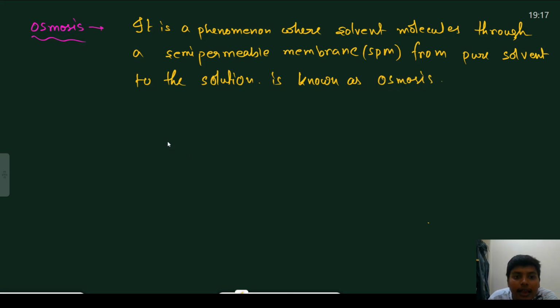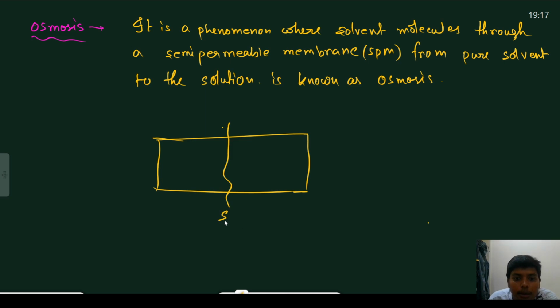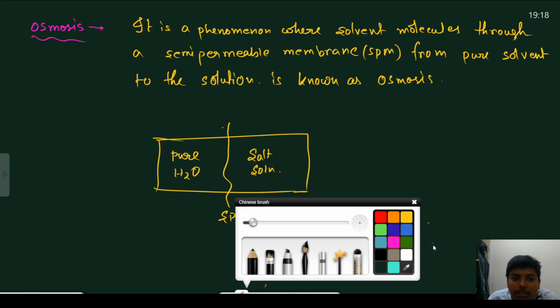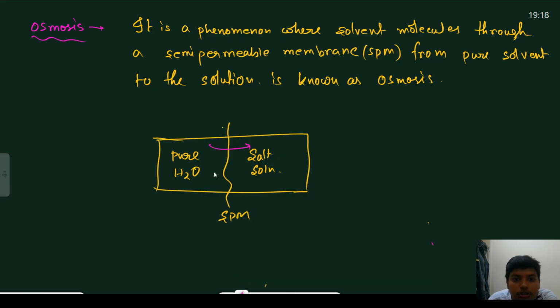Simple thing. Let's suppose you take a beaker, and in between you put a semi-permeable membrane. This side you take salt solution, and this side you take some pure water. What happens? After some time you will see this pure water goes to the salt solution. This kind of phenomenon is known as osmosis. Understood? Yes or no? Tell.